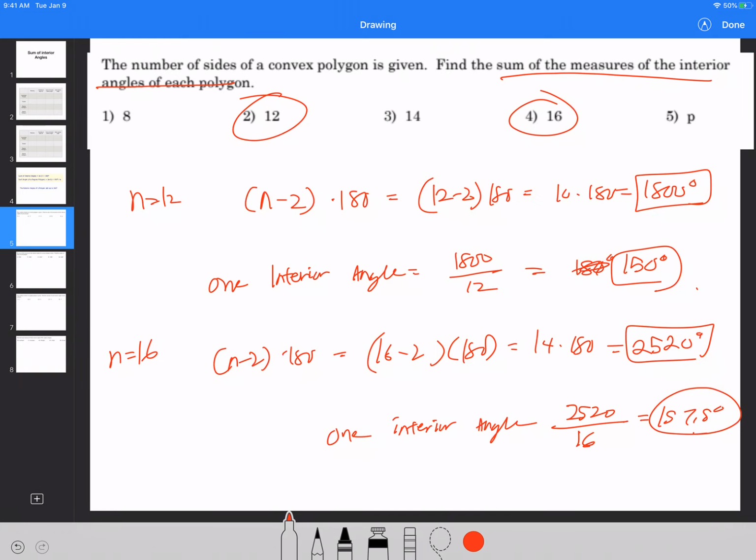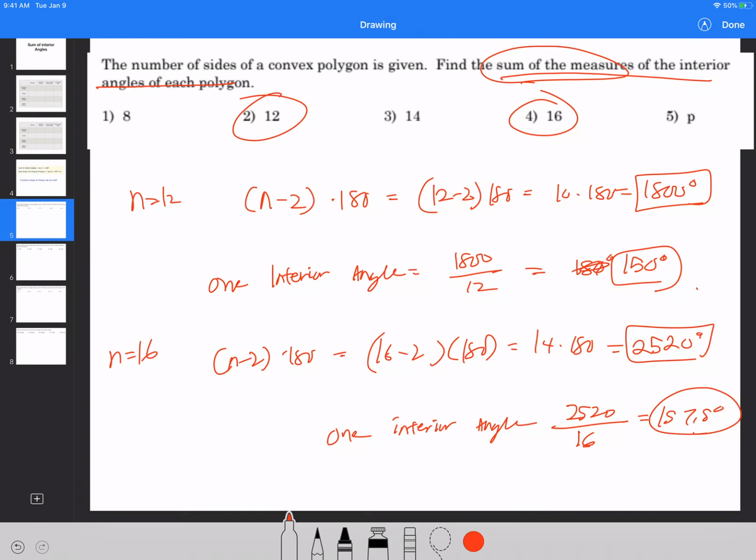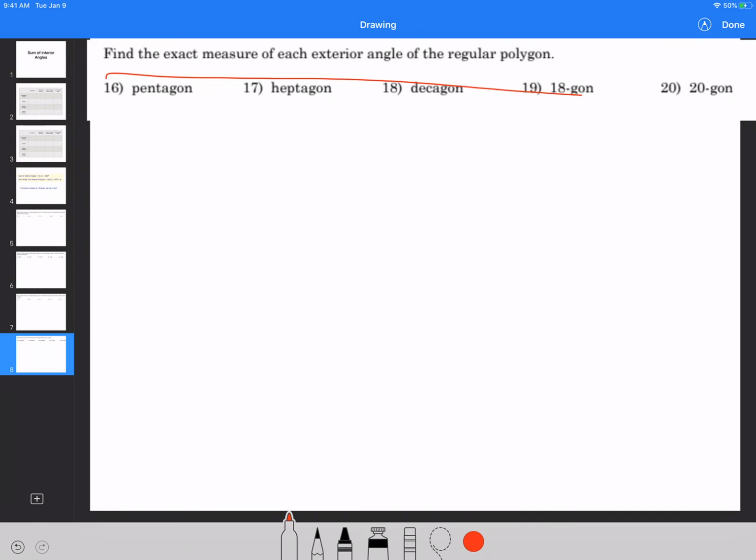Well, that's pretty much the same as this one. Take the sum and divide by n, so that's really redundant. Now, last one. Find the exact measure of each exterior angle of the regular polygon. So let me do 17 and 19 again.